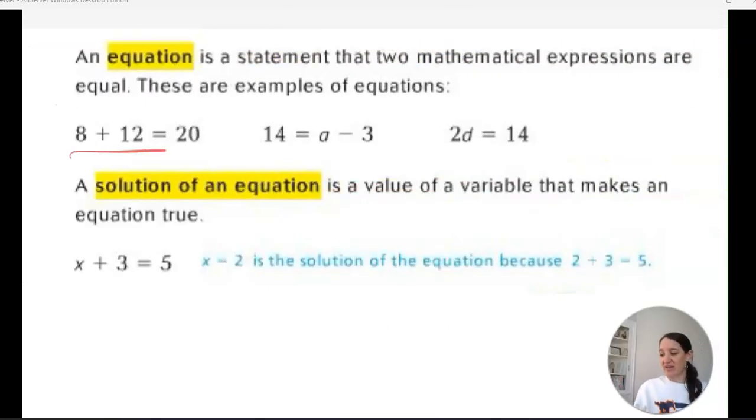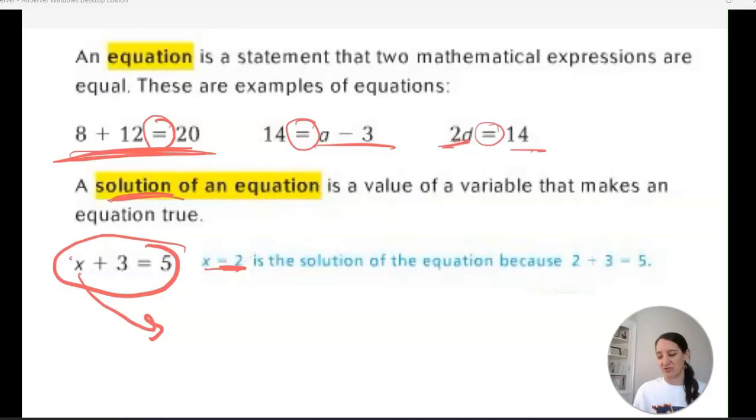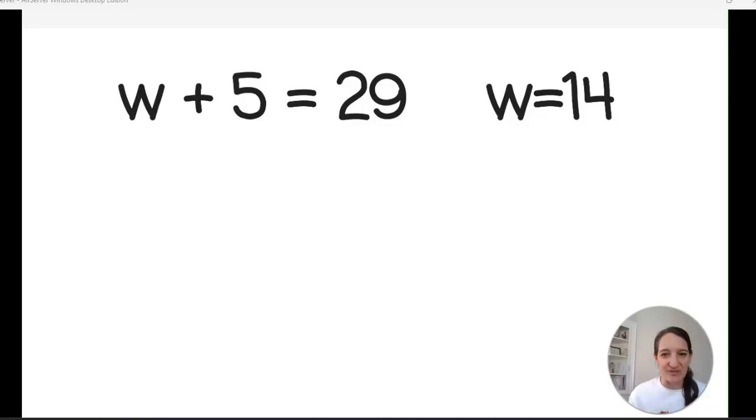Another review. Again, these are equations. So how do I know they're an equation? Because they have an equal sign and they have math, numbers, and variables and operations on the sides. That is an equation. So the solution is just to see if it is true. In this instance, x is 2 because that is what makes the solution true. 2 plus 3 is 5. So that is what we're doing today.